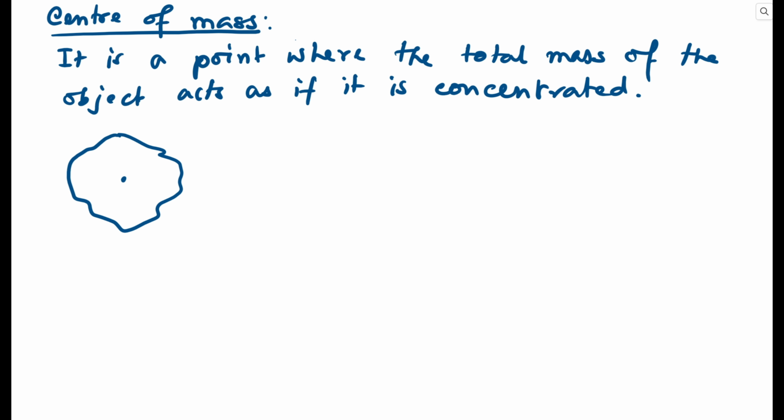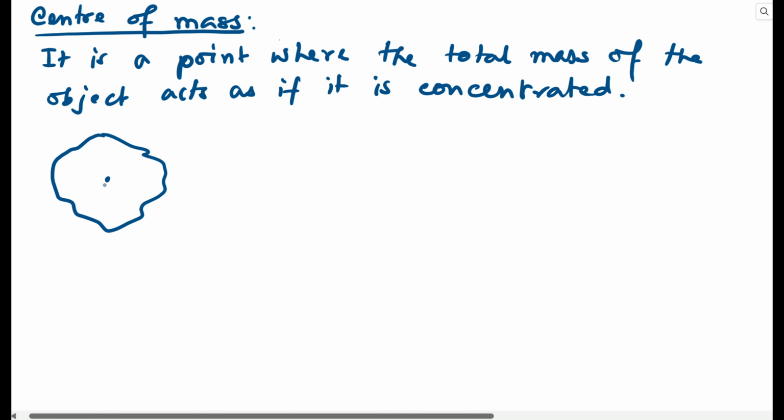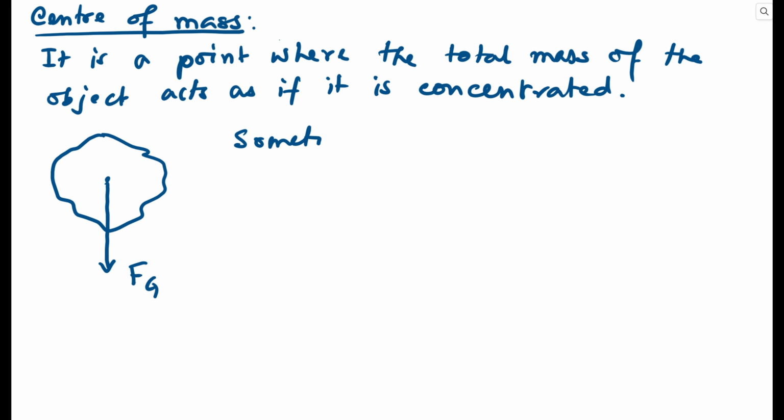We know there's a force on all objects, which is the weight force or the gravity force. The gravity force on this object will act exactly at this point over here. And that's why you can balance this object if you provide a support force at that point. Because of this, the center of mass is sometimes also called the center of gravity.